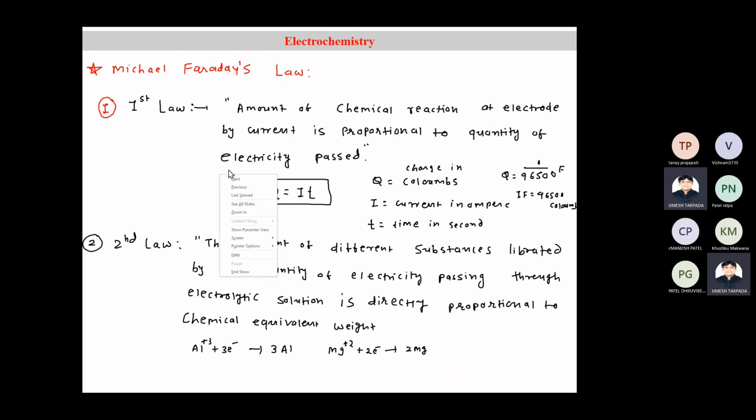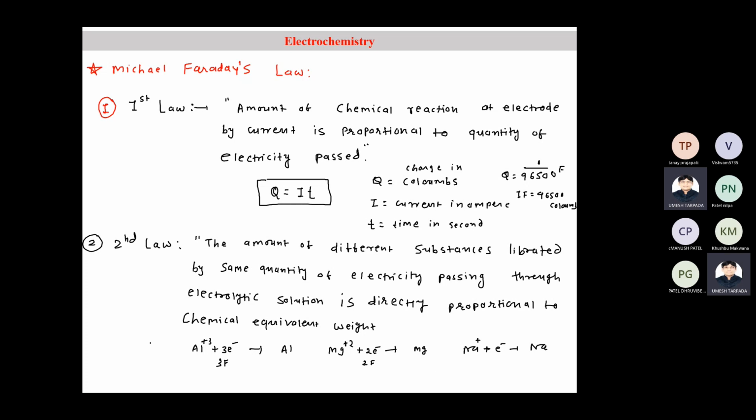Sorry, 1 mole of Mg. 3 electrons are required to get 1 mole of aluminum, and 2 Faraday of electricity is required to get 1 mole of magnesium. Sodium just requires 1 Faraday to give 1 mole. So see, in all these cases, the electrolyte is different and the charge is different. In order to get 1 mole of product, we have to pass different energy.